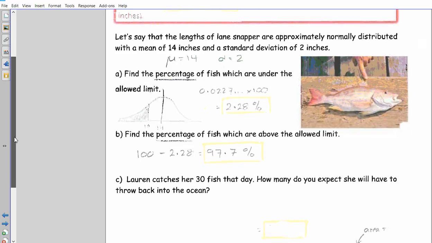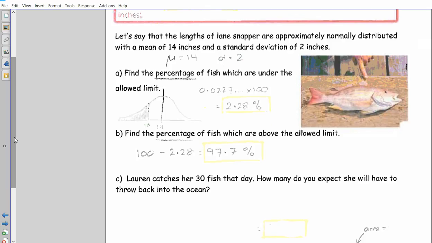So Lauren catches 30 fish that day. How many do you expect she will have to throw back in the ocean? So if she throws them back in the ocean, they're below the limit. So below the limit is this area here. Don't use the percentage, just use the probability. Take the probability, times it by 30. That's how you work out the expected amount.